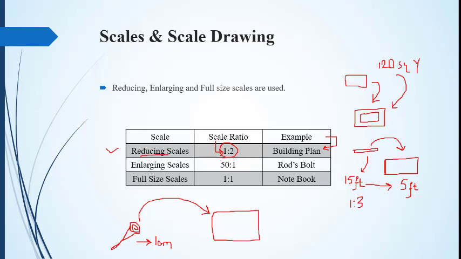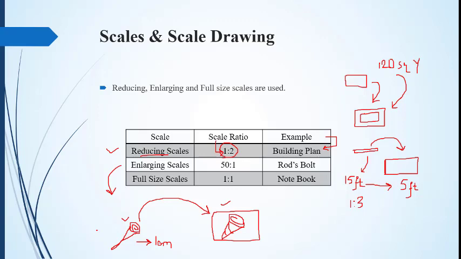However, if we want to show this screw on the drawing sheet but want to be clear and precise, for this purpose we will increase its scale. So I have increased the scale from 1 centimeter to 10 centimeter. Now you can see that the object is clearer than the first one. It seems that this one is a little bit not clear. However, this one is clear. So enlarging scale is utilized.